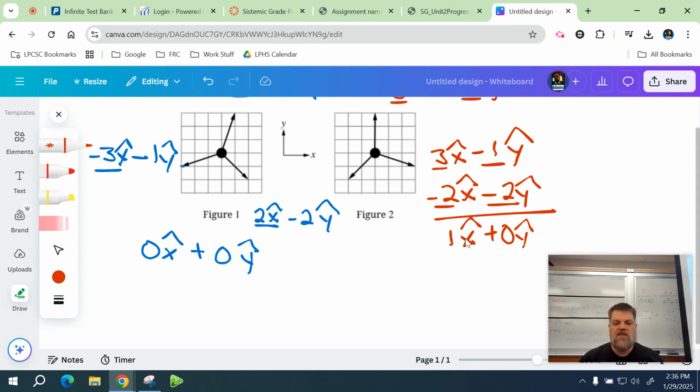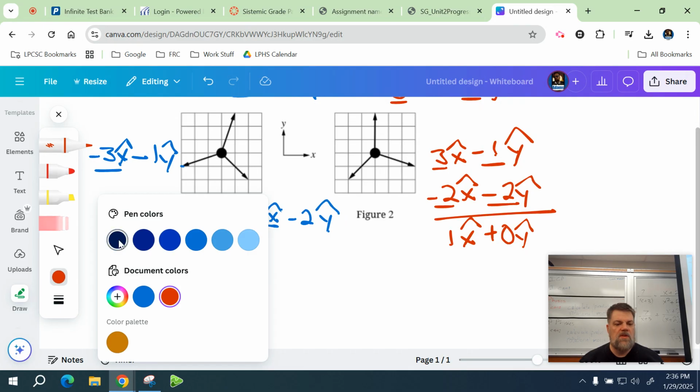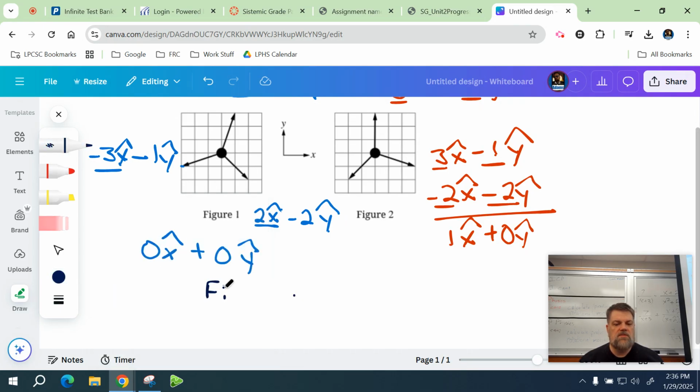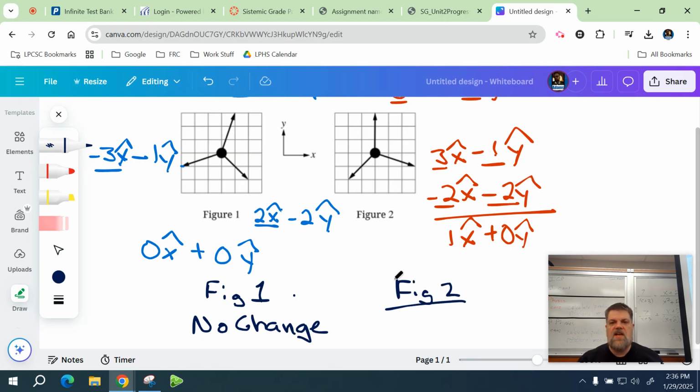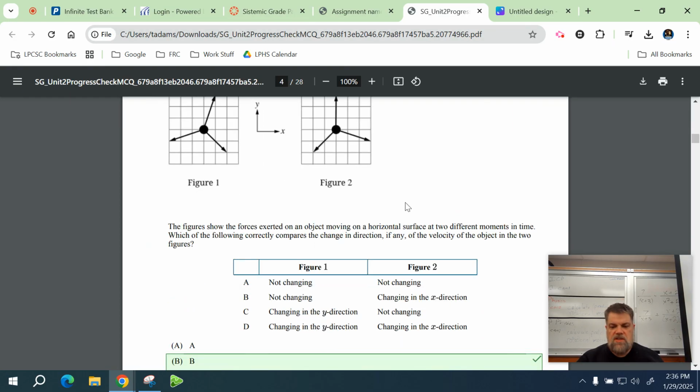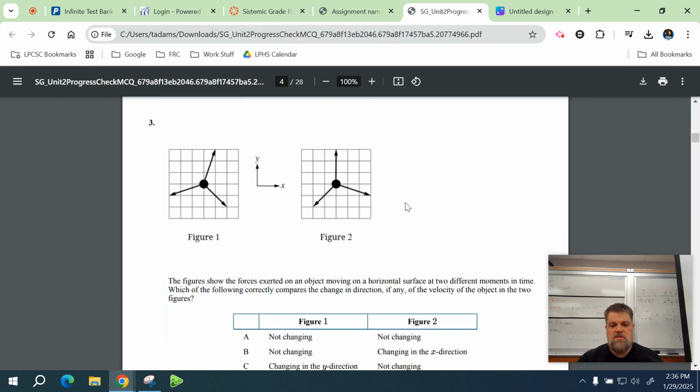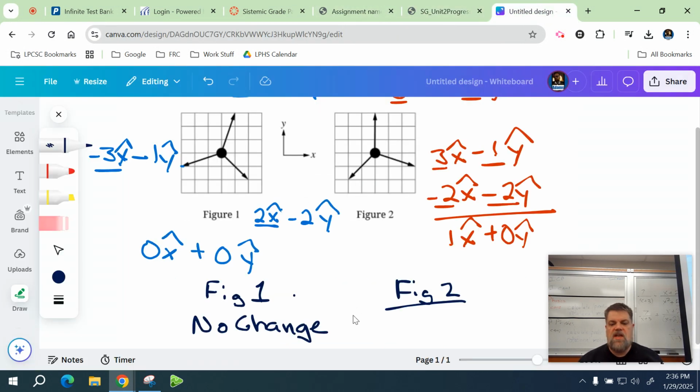So if I were to summarize this, because they want us to determine, compare and contrast figure 1 to figure 2. So for figure 1, there's really no change or no motion because the net force in both the x and y direction is 0. But for figure 2, we have motion in the, let me see how they worded it. Motion in the x direction, changing in the x direction. Yeah, not changing. So they worded it as changing in the x direction.